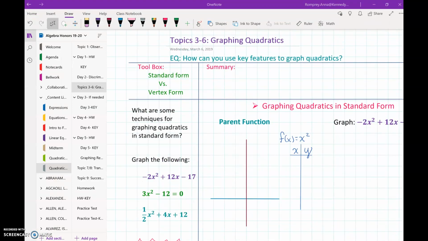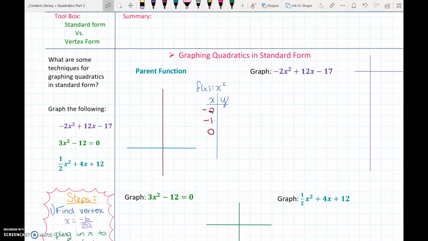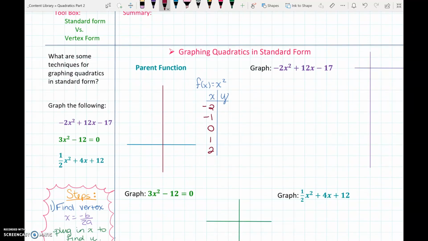So we're going to set up a little table, and from here, we'll plot our points. So when we're picking values, let's just start off with a couple negatives, so like -2, -1, 0, because that's always easy to plug in, 1, and 2. Okay, so when I plug in -2, I'm replacing x with -2. So what's -2 squared? So -2 times -2, 4. -1 squared, 1, 0 squared, 0, 1, and 4.